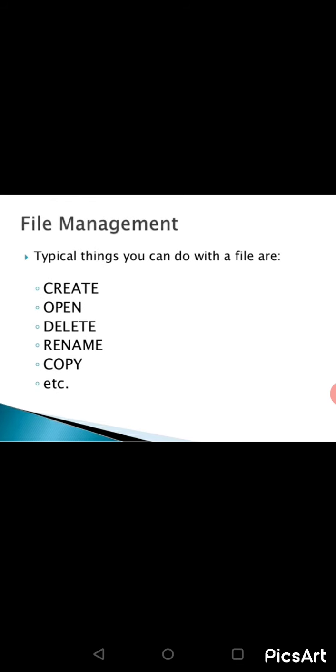Then next are some operations on files, like create a file. We can create a file, open a file, delete a file, rename a file, and copy a file. So these are the operations performed with files. In file management, a file always consists of a file name and its extension. Every file contains its name and extension while being stored.